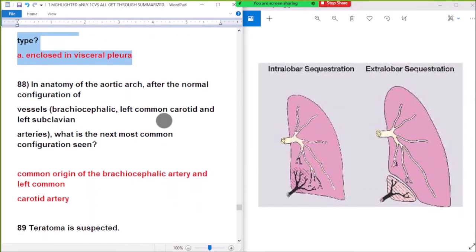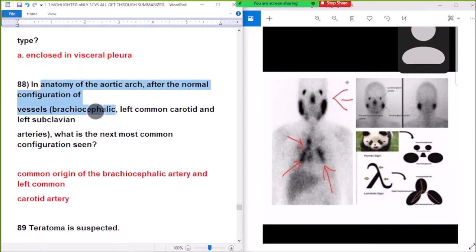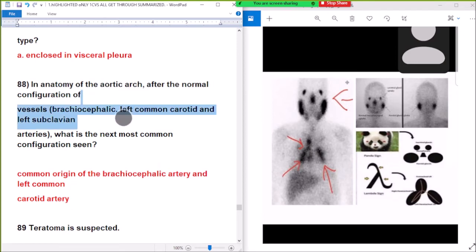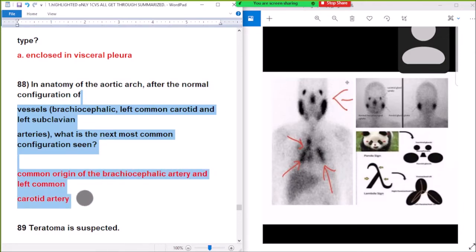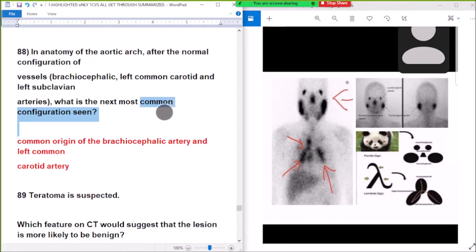Question number 88. In the aortic arch, after the normal configuration of vessels, brachiocephalic, left common carotid, and left subclavian artery, which is the next most common configuration seen? Common origin of the brachiocephalic artery and left common carotid artery. This is the next most common configuration of the aortic arch.